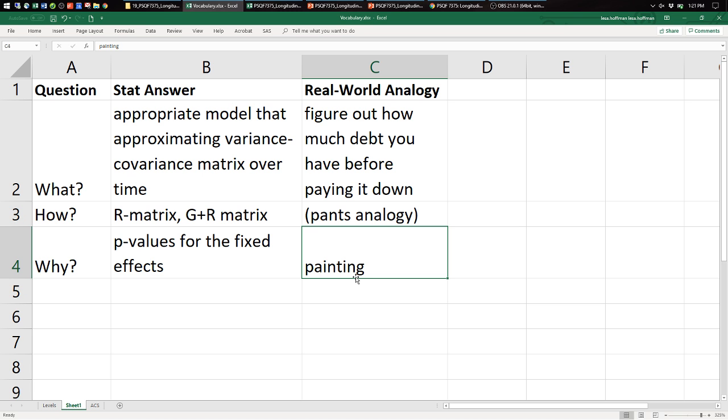And so this process, looking at our AR1s and Toeplitzes and looking for differences in fit, is boring. But we have to do it if we want to have fixed effects that look nice and trustable at the end of the day.